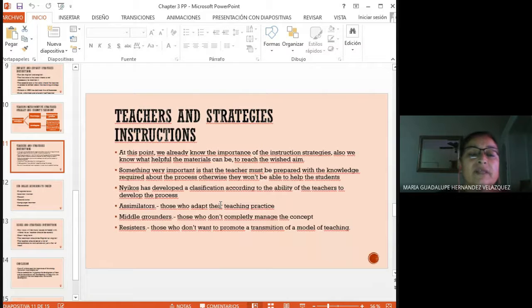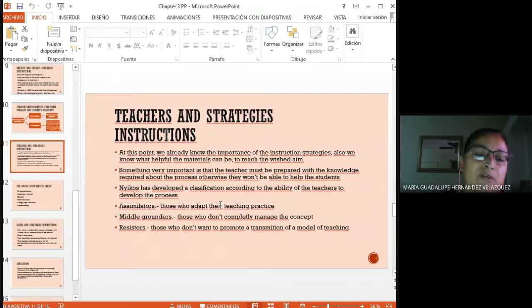Teacher and strategy instructions. At this point, we already know the importance of these strategy instructions. Also, we know how helpful the materials can be to reach the aim. Something very important is that the teacher must be prepared with the required knowledge about the process. Otherwise, they won't be able to help the students. Of course, we cannot teach something that we don't know how to use.